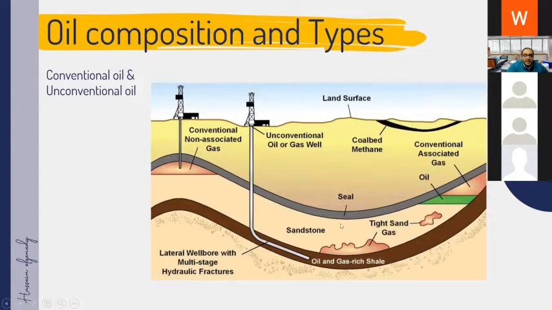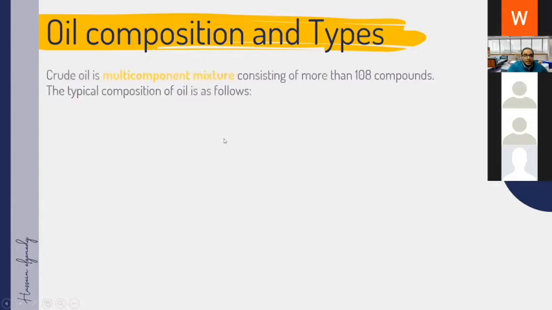Down here is the sandstone, which is tight gas sand, an unconventional oil or gas well. You have to do directional drilling, maybe horizontal drilling, to extract this oil or gas, which is more costly and not easy to extract. Okay.